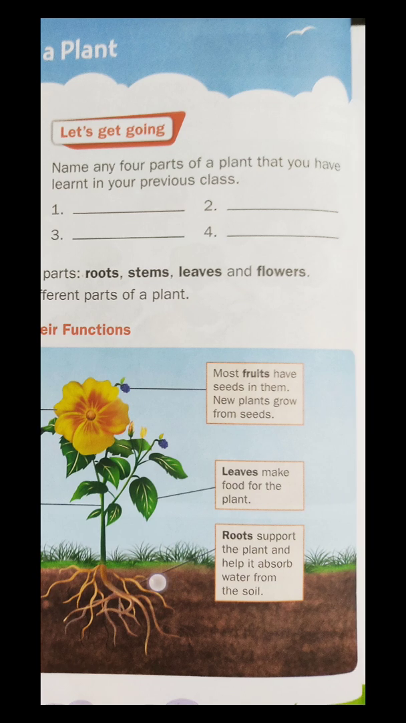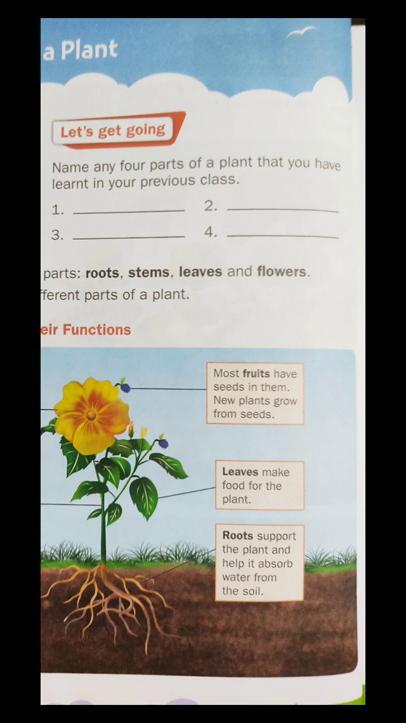Then comes leaves. These green leaves actually are green due to the presence of chlorophyll in them, and these green leaves are called the food factory of the plants. Why are they called food factory? Because food is prepared here. As we all know, a factory is a place where something is manufactured, something is produced. So here in these leaves, the food is prepared for the plants. Leaves make food for the plant.